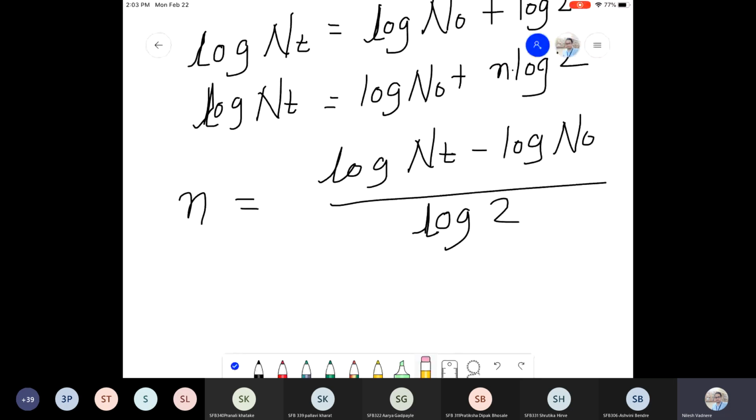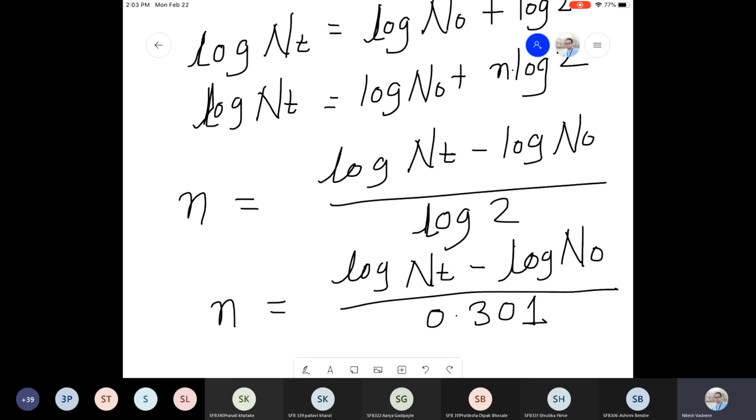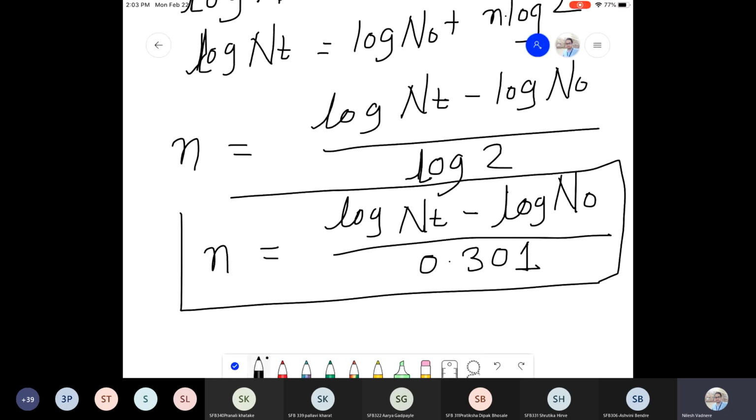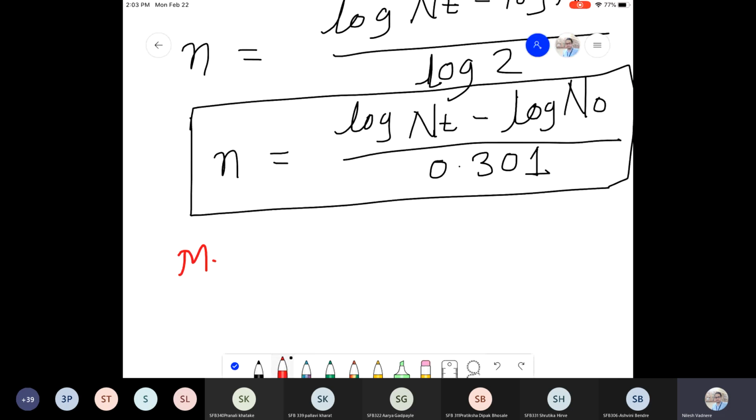So this is equal to n is equal to log of Nt minus log of N0 divided by log of 2 का वैल्यू 0.301. ठीक है, so this is the equation for calculating the number of generations, where Nt is the total number of cells after incubation time and N0 is the initial number of bacteria. ठीक है, so we can also find out the growth rate constant or mean growth rate constant.